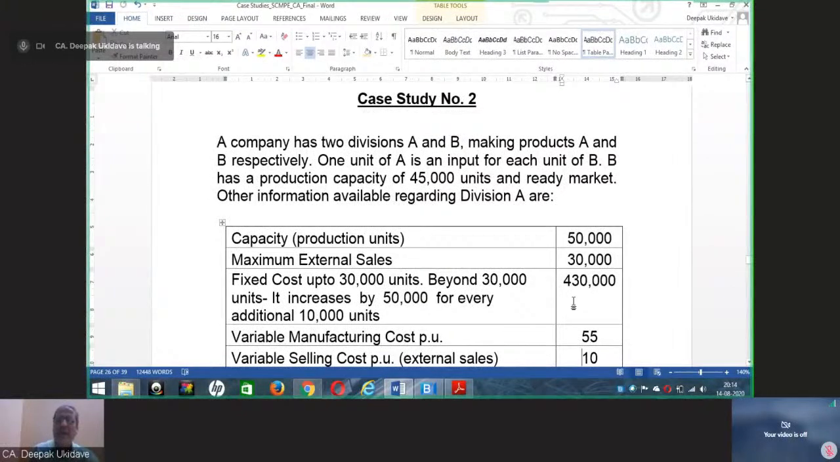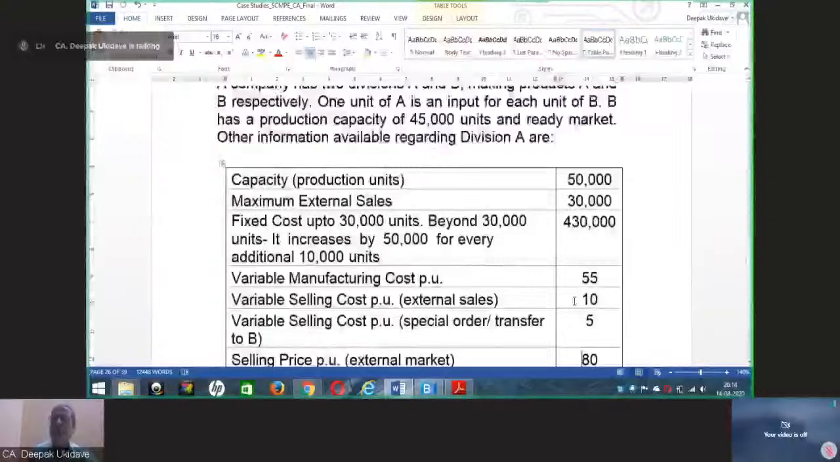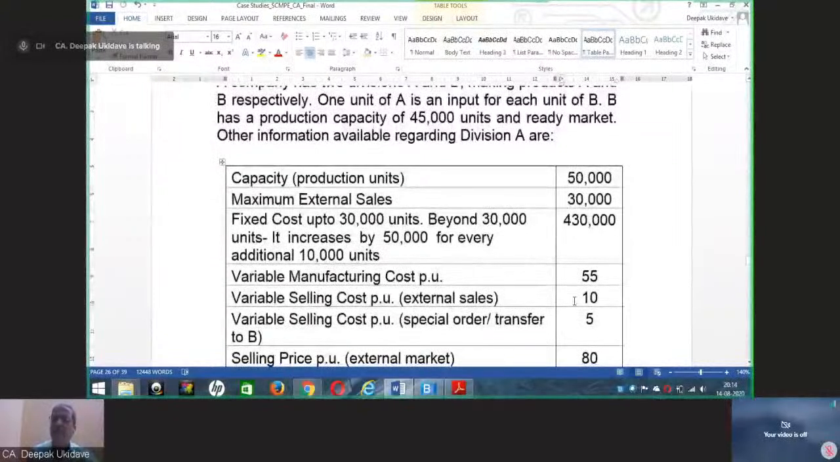Now maximum external sales which A can make is 30,000. So that means 30,000 is the external demand, then it can cater to the internal customer only to the extent of 20,000. But that will not happen because first priority is always to internal customer.